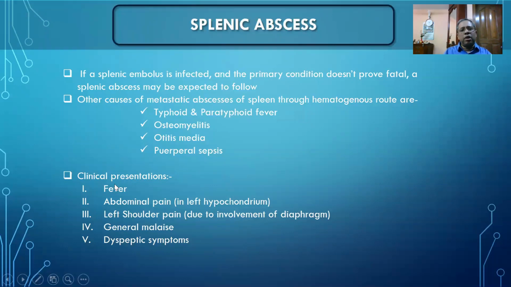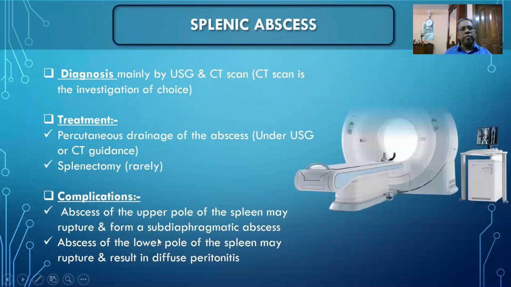The presentation is very similar to any abscess: chills, rigors, fever, and pain. There is abdominal pain in the left hypochondrium where the spleen lies, and left shoulder pain if the diaphragm is irritated, along with generalized malaise and dyspeptic symptoms. Diagnosis is mainly by ultrasonography and CT scan. With a contrast CT, you can easily evaluate the surroundings of the abscess cavity, where there is more contrast uptake in comparison to the non-contrast CT.